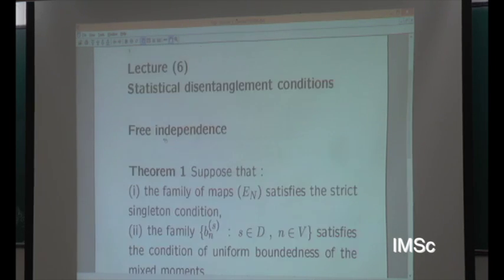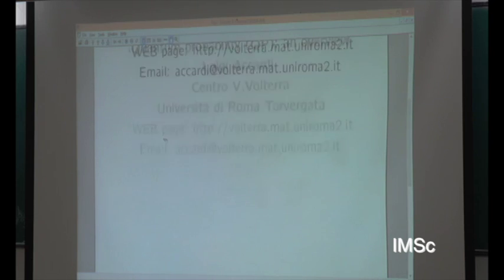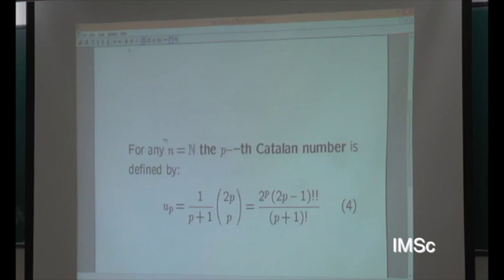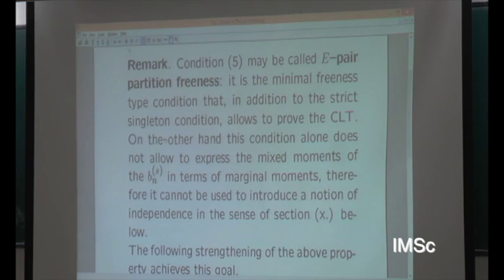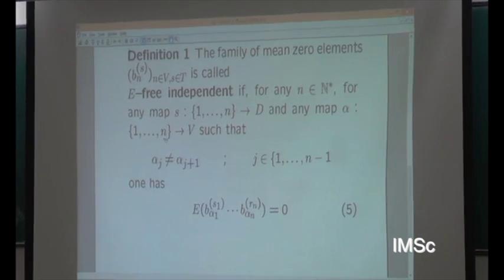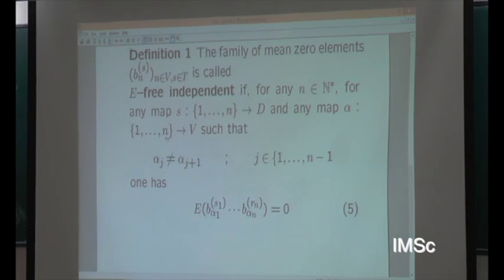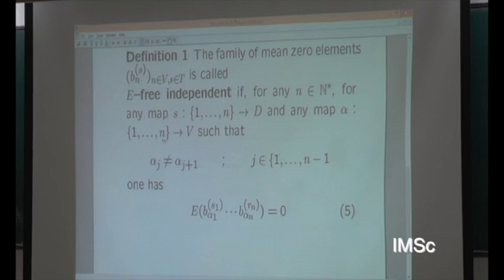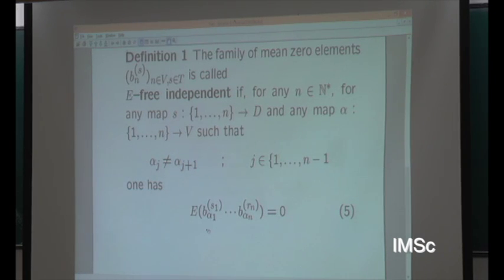However, if you remember the general formulation, and maybe I have written it after, I give you the full definition of free independence, because what we introduced is a weaker form of free independence. We introduced the pair partition free independence. How does this notion differ from standard free independence? Free independence is like this.